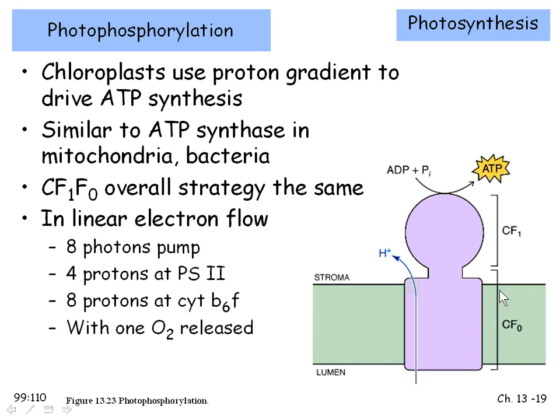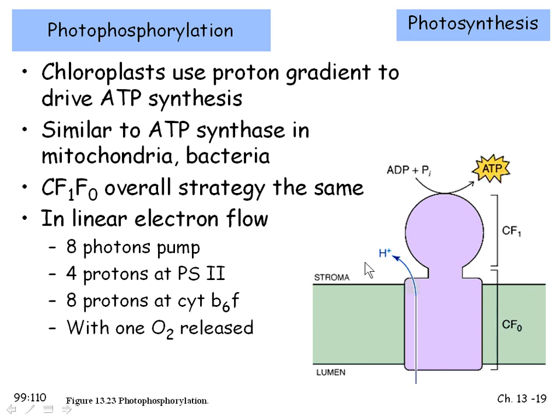Overall strategy is exactly the same. There's a CF0, meaning the part that spins around. So you can think of the F0 as spinning around in the mitochondrion, and it has a spindle running up into the CF1 and poking each of the alpha beta dimers in turn to punch it into making some ATP. So the ATP happens in the CF1 part, where ADP and Pi are bound to release ATP, and the protons are flowing downhill from the lumen back into the stroma to fuel all of that.